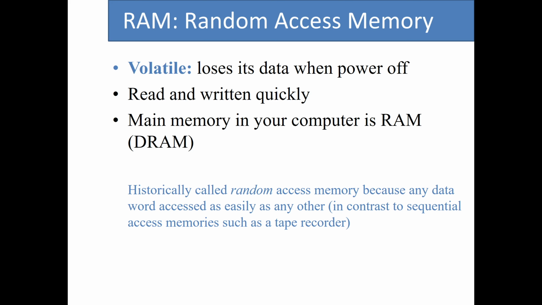This is historically called random access memory because any data word can be accessed as easily as any other one. So there shouldn't be any sequence in the order of the data that you want to access. This is in contrast to the sequential access memories that we had back in the days, like tape recorders.